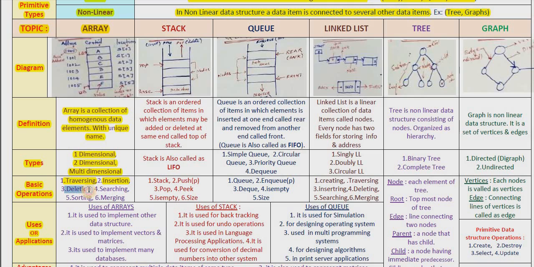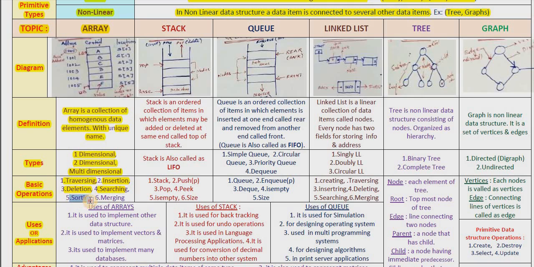Then deletion operation. What is deletion operation? Deletion means removing or deleting the data, so deletion operation means removing or deleting the data from the array. Next, searching operation. Searching operation is nothing but finding the location of a particular value.